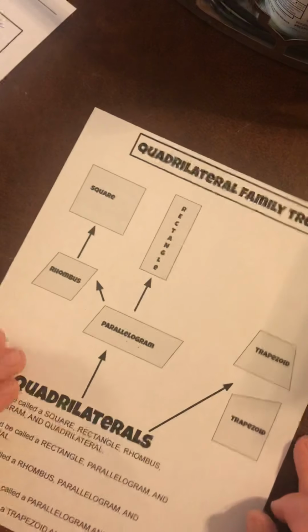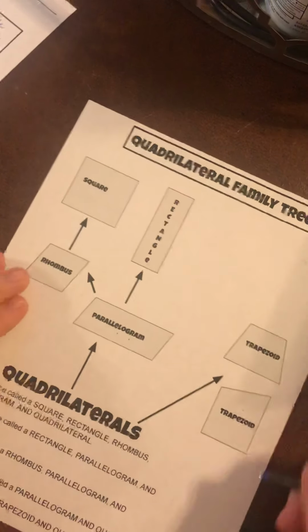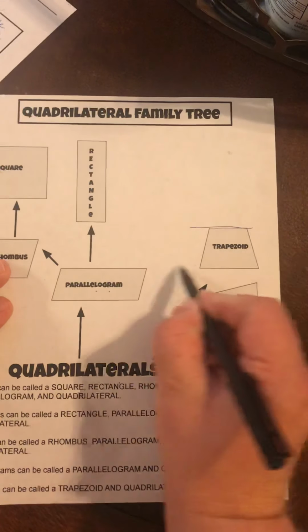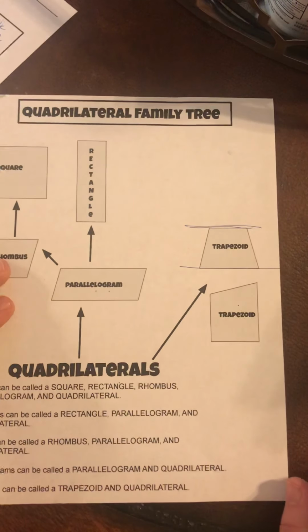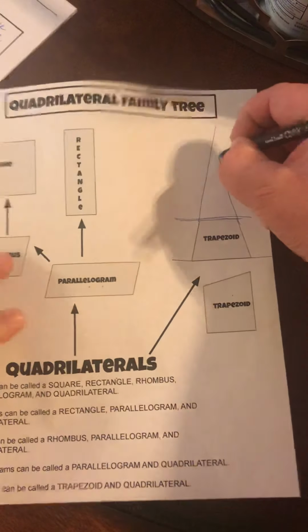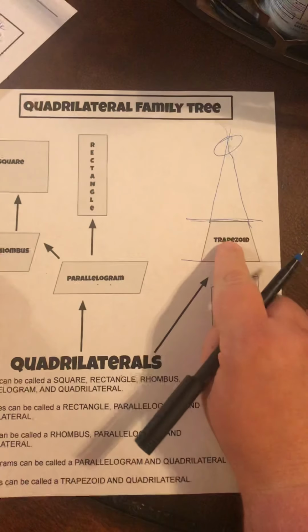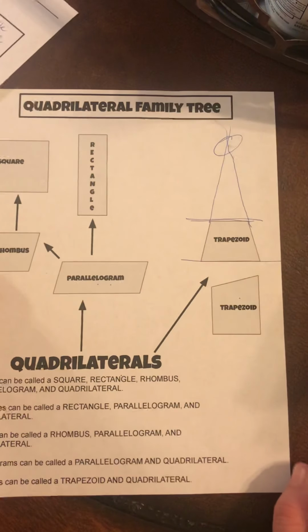Now, I want to look at each one of these and talk about why in the world some of these lines are parallel and some of them are not. I'm going to start with the trapezoid. They only have one pair of parallel lines. This trapezoid's parallel lines are right here. Those two lines are never going to meet. But these two lines, if I continue, they're eventually going to meet.